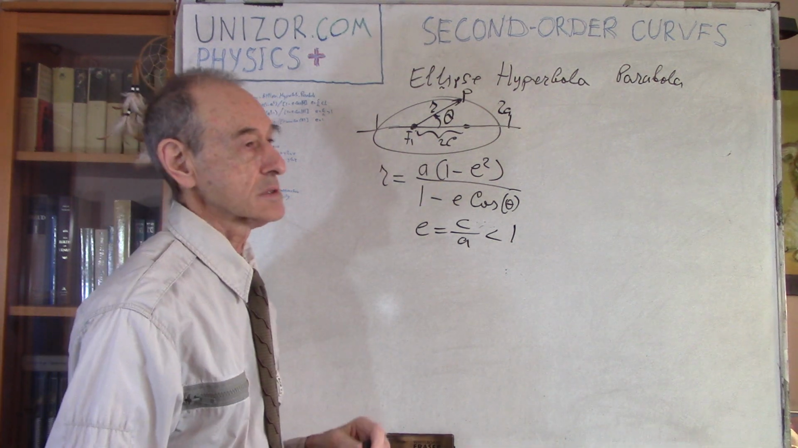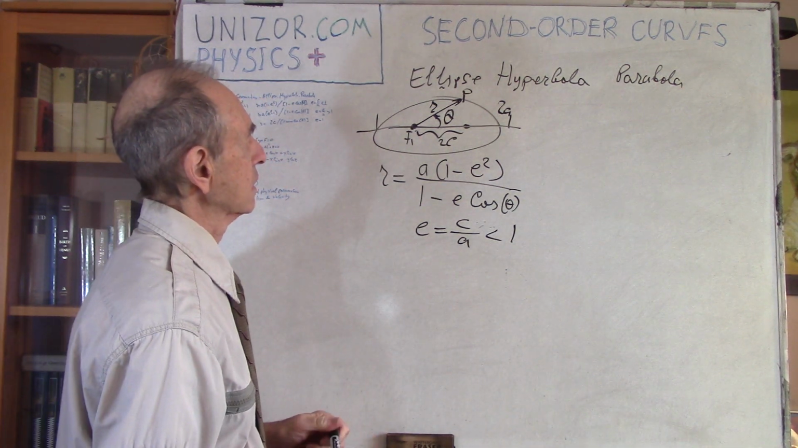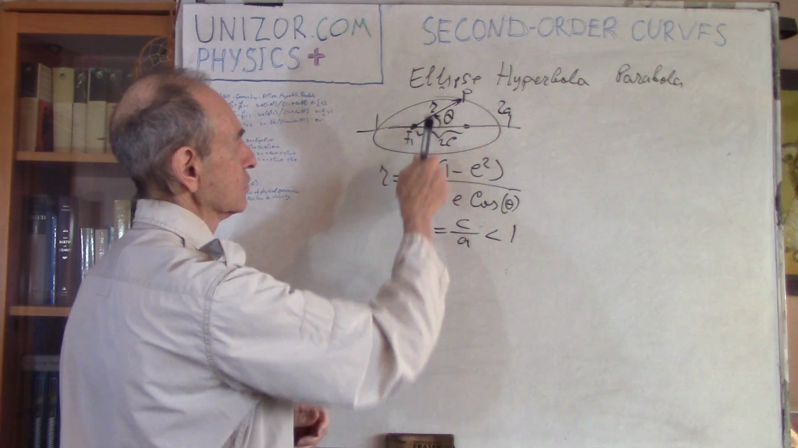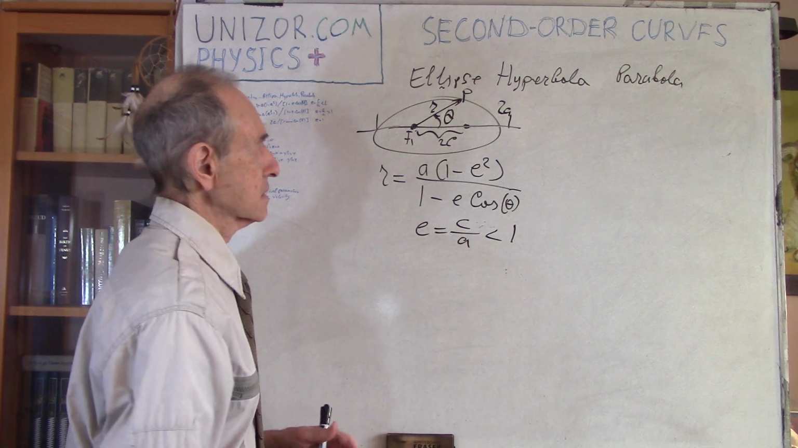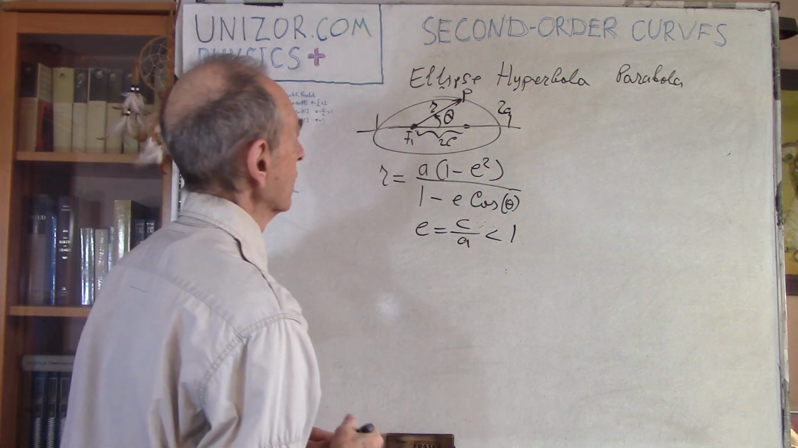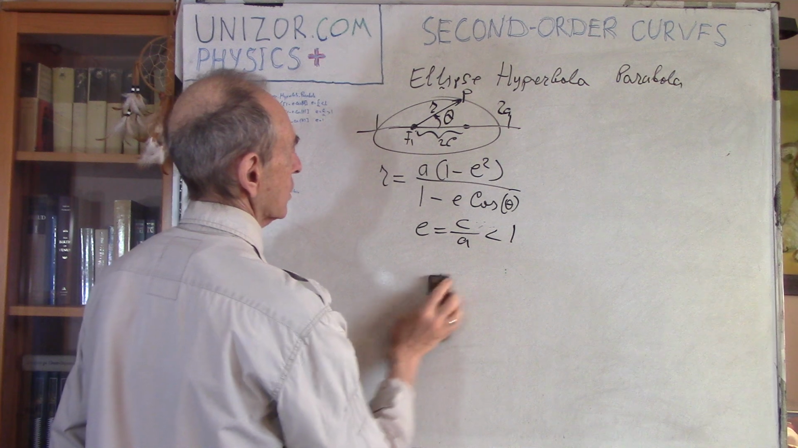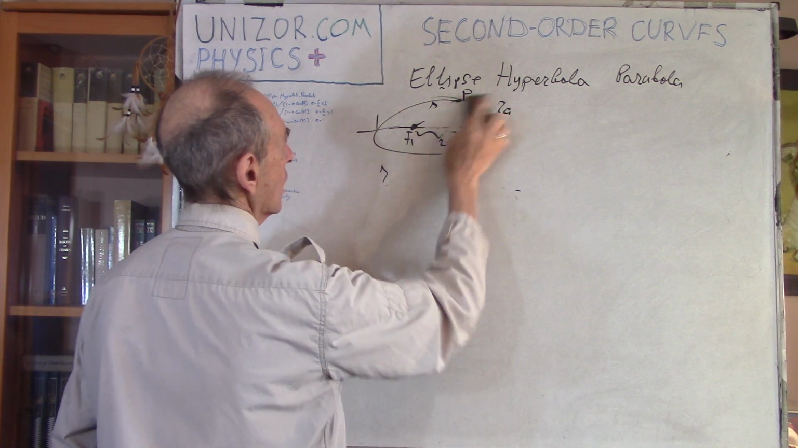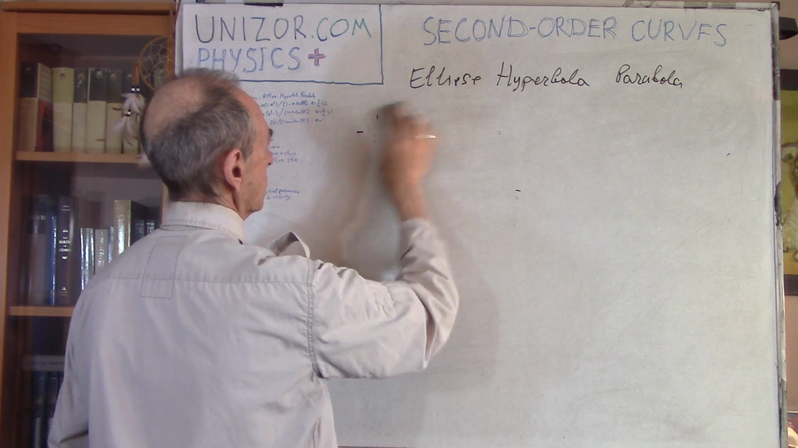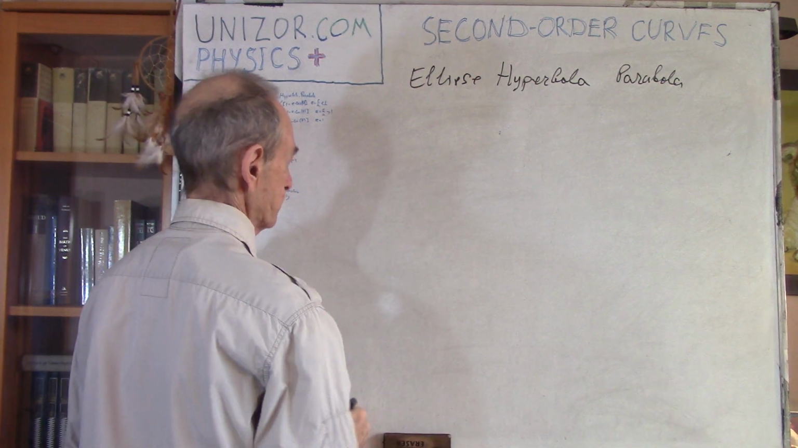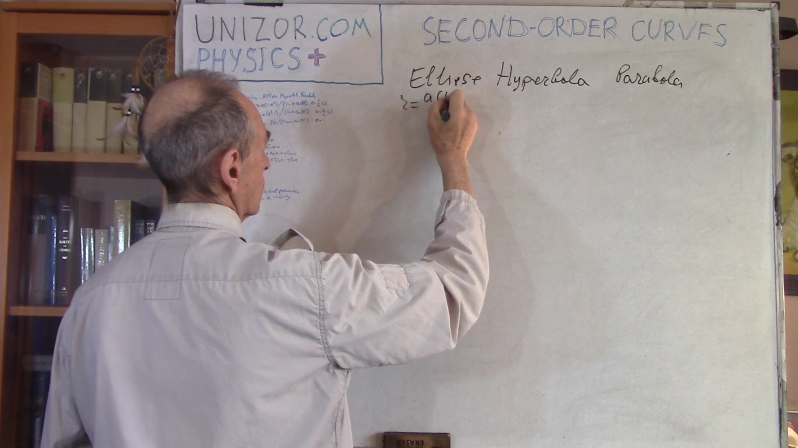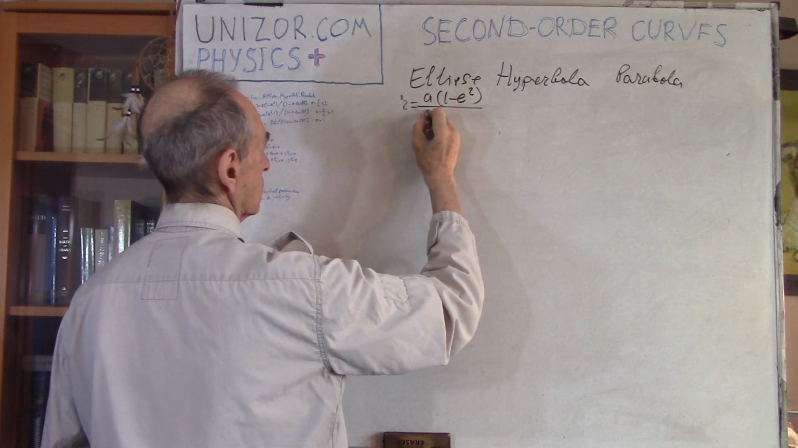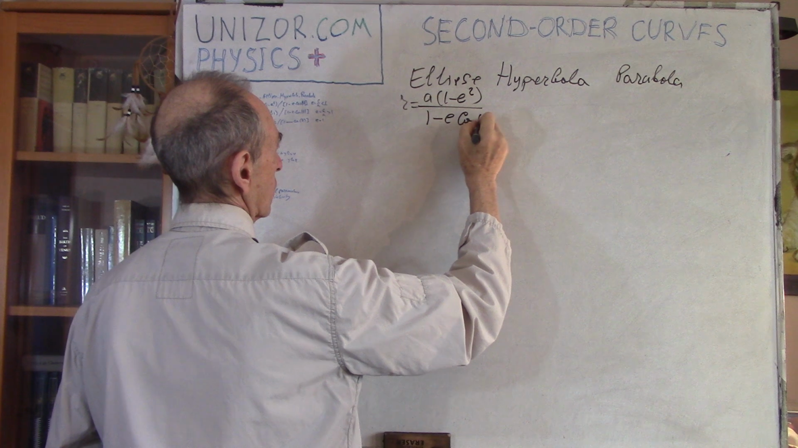I will address this in more detail later, but it's more convenient to describe the curve in polar coordinates. And so in this case, this is the formula. Okay, let me just write this formula under ellipse, and we will go to hyperbola. So the formula is r is equal to a times 1 minus e squared divided by 1 minus e cosine theta.